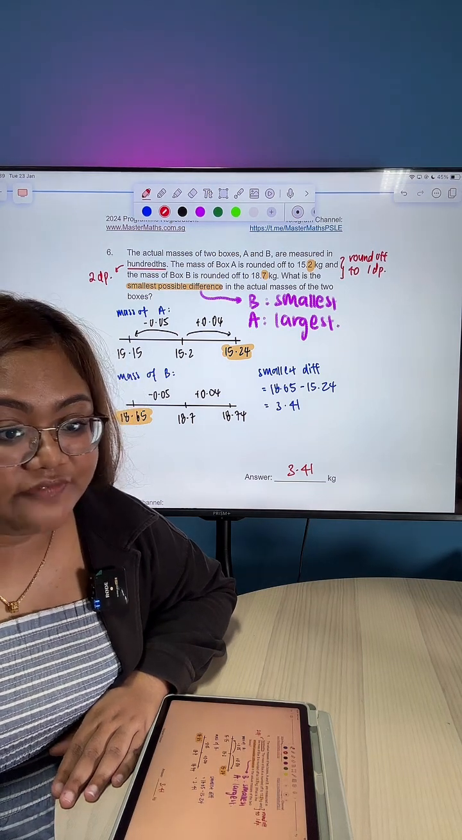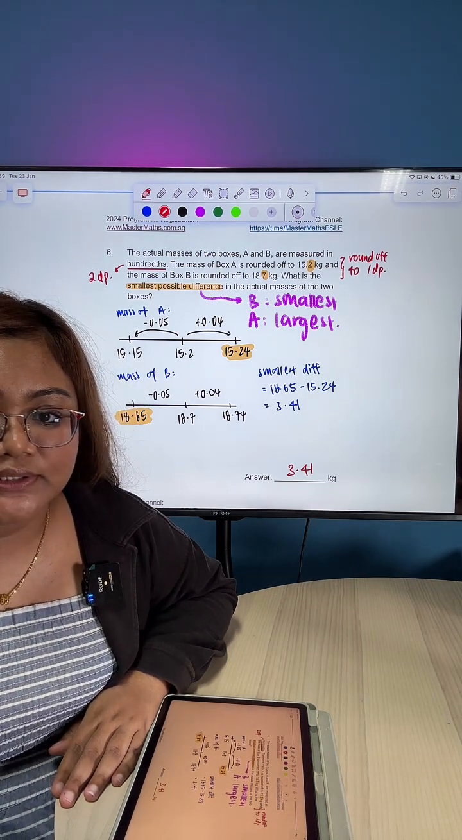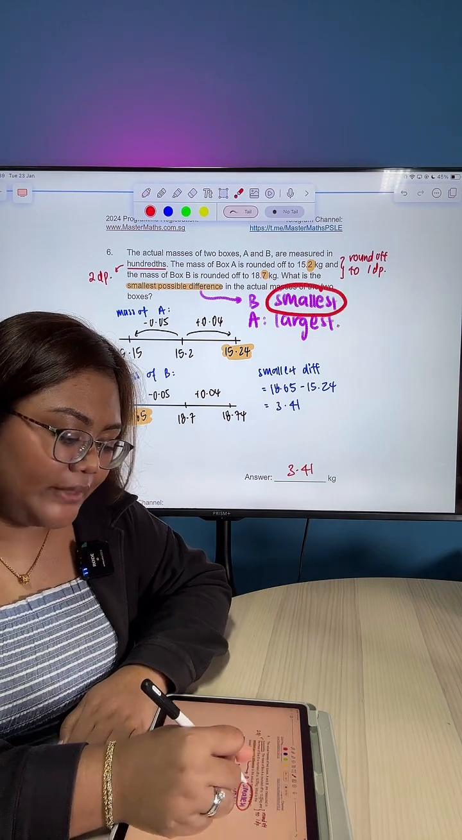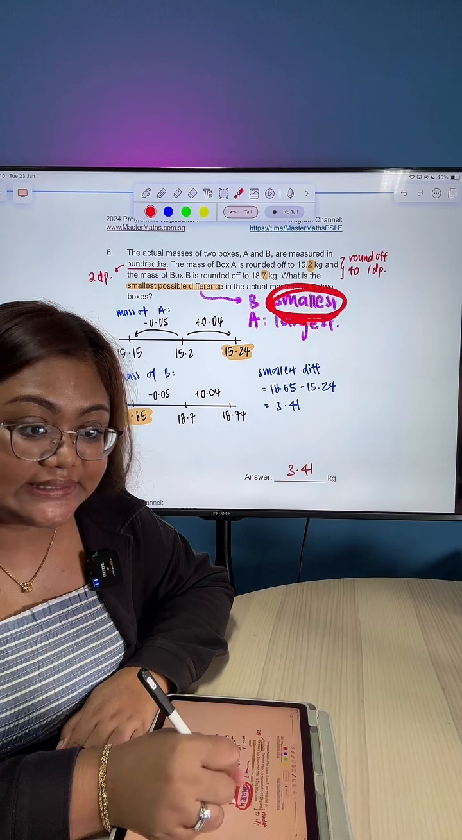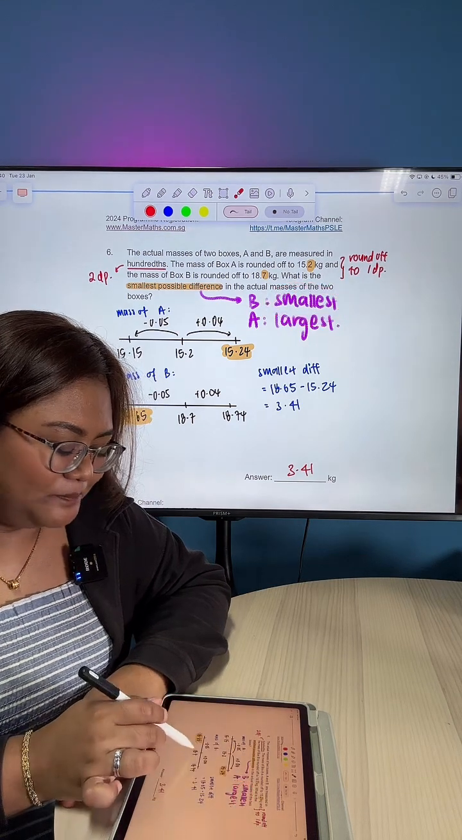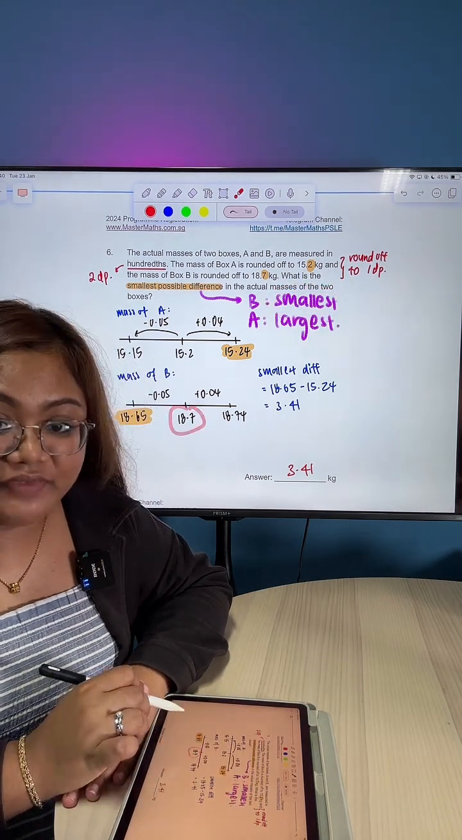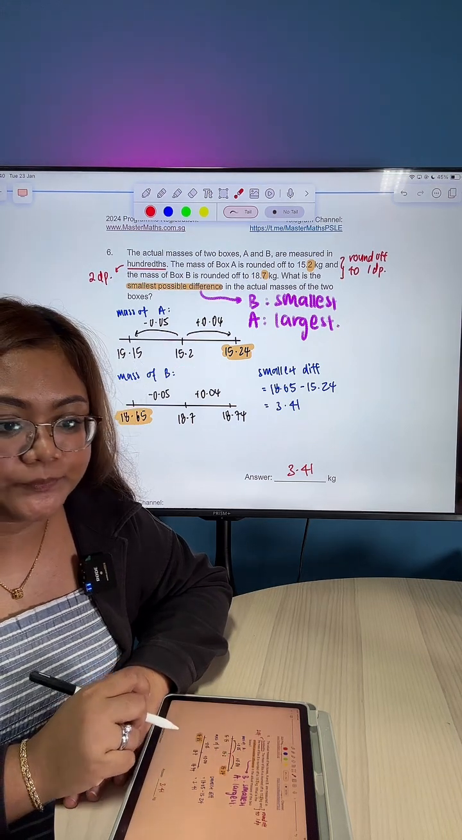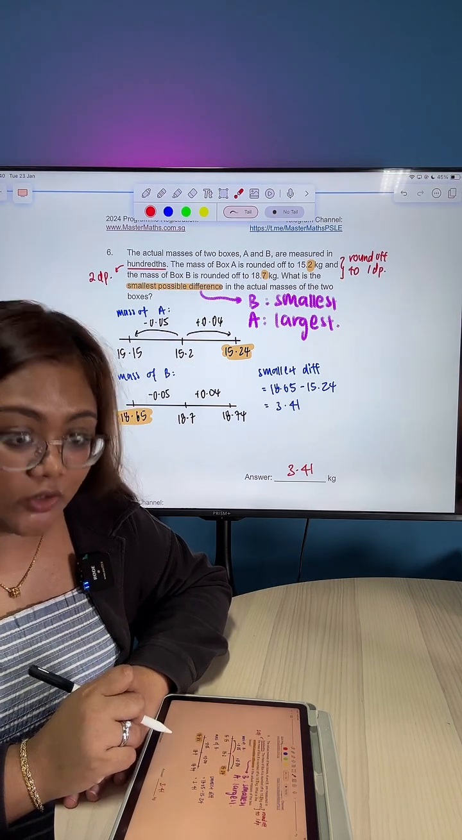Okay, it's 18.65, yeah, not 64. What I'm doing here is looking for the smallest number, the smallest 2 decimal places number, that gives me 18.7 for B and that gives me 15.2 for A. Okay?